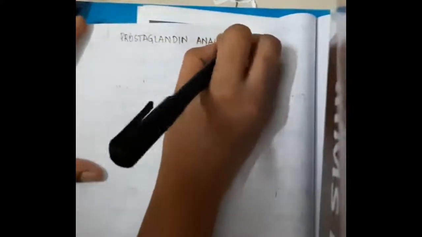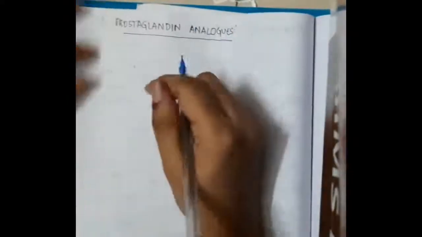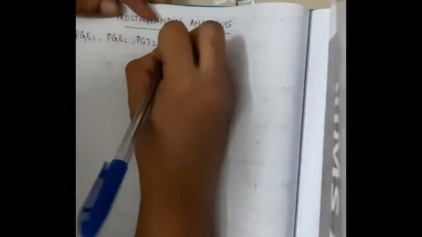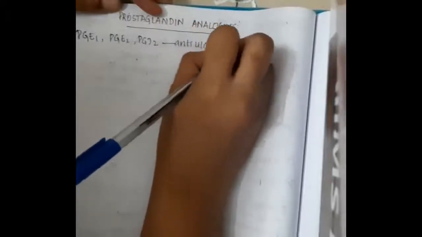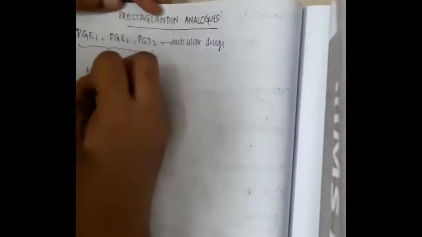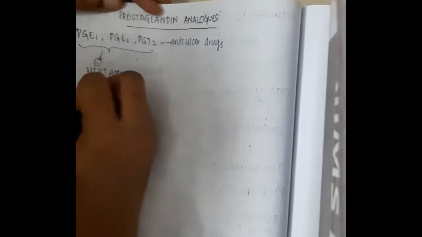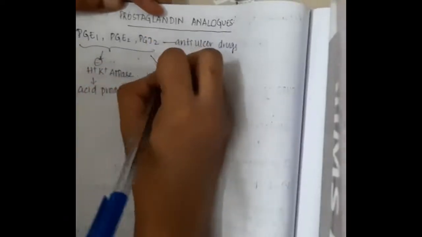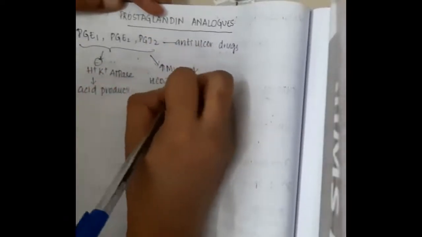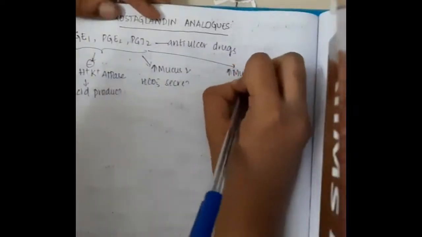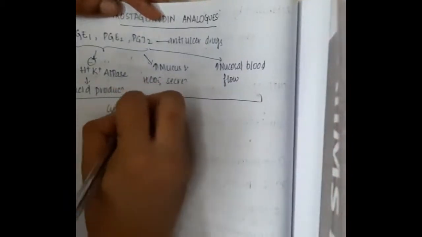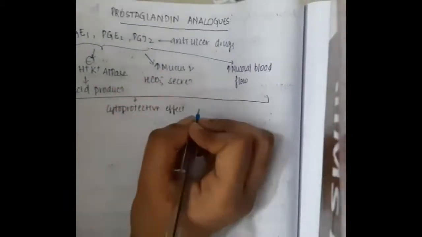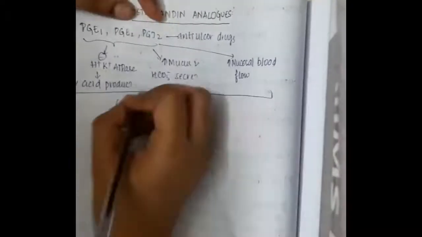Hello friends, let us now learn some important points about prostaglandin analogs. Prostaglandin analogs include PGE1, PGE2, PGI2. All these are anti-ulcer drugs. These drugs inhibit H+/K+ ATPase and thus decrease acid production. They also increase mucus and bicarbonate secretions, and increase mucosal blood flow. Thus, all of this causes a cytoprotective effect.